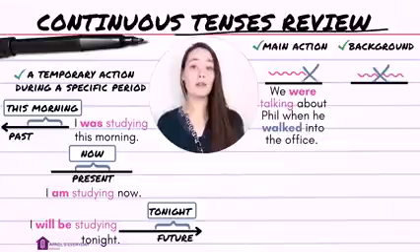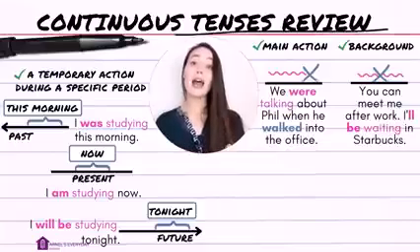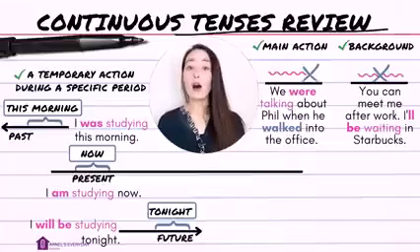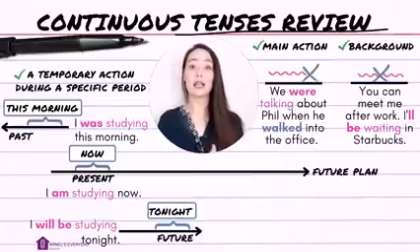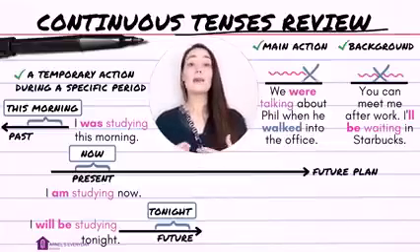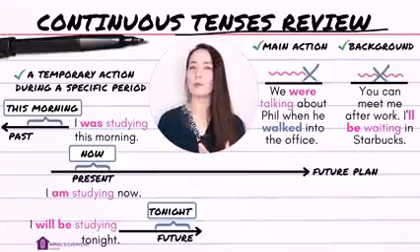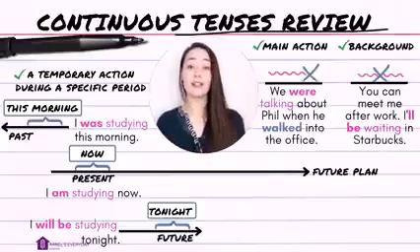We were talking about Phil when he walked into the office. You can meet me after work. I'll be waiting in Starbucks. The present continuous can also be used for a future plan. Many times this is a personal plan. We're not speaking about a prediction or a promise or a future habit or a state.